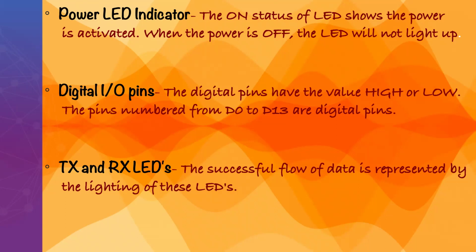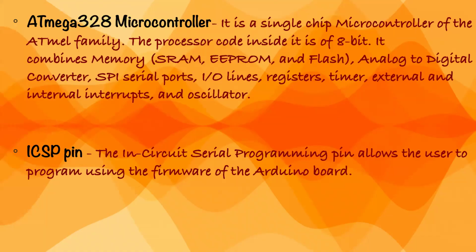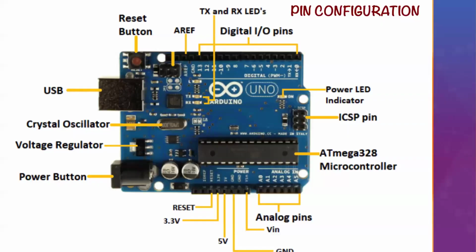The pins numbered from D0 to D13 are digital pins. Let me show you once again. See here, D0, right? D0 up to here, D13. So these 14 pins are basically digital input output pins. Can you see an interesting fact about D13? Listen to me very carefully. It's very easy, very useful.